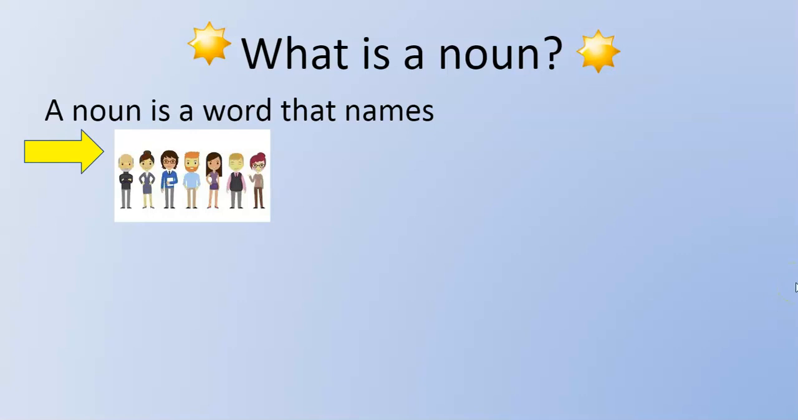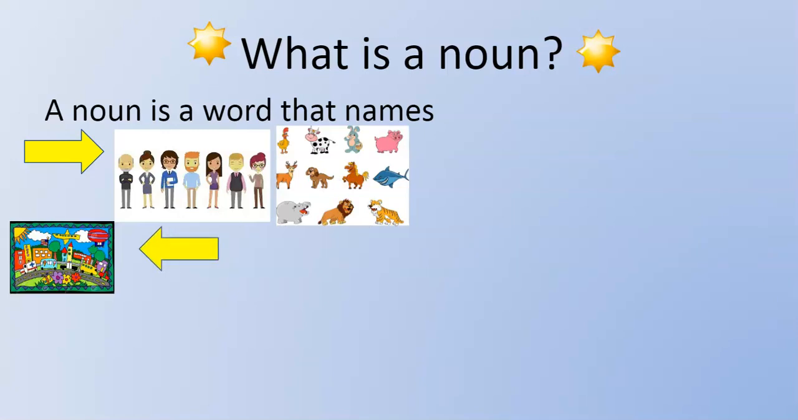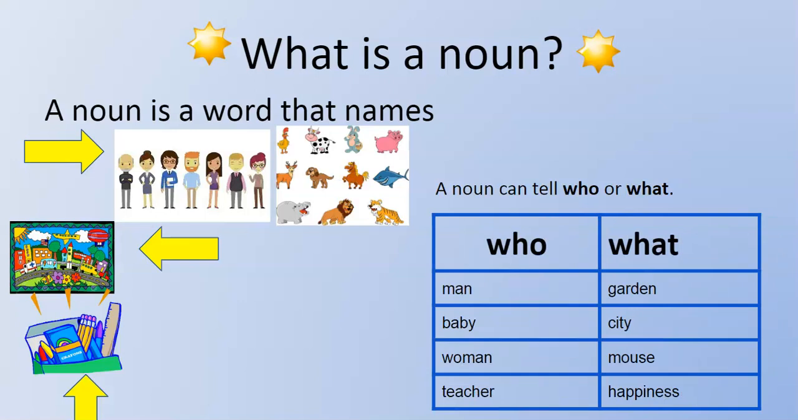people and animals, places, and things. A noun can tell who or what. Here we have a list of the who's and the what.